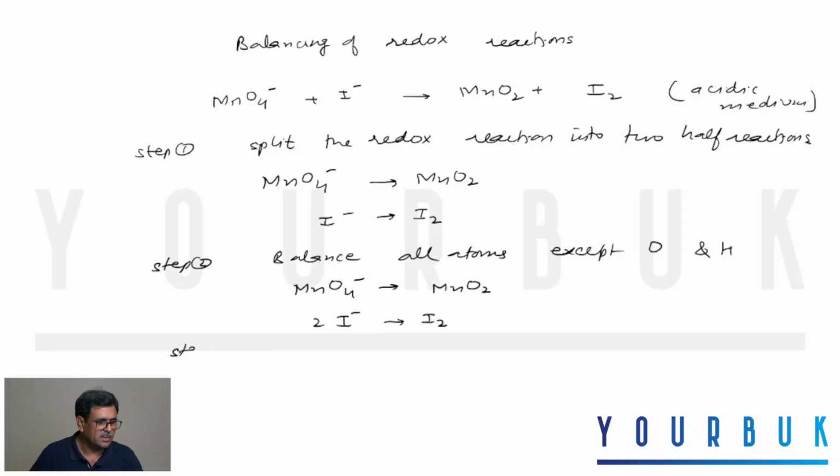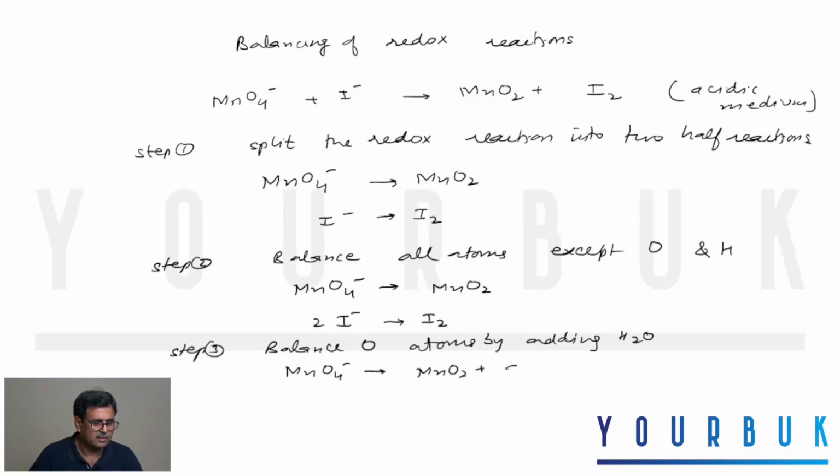Then step number 3 is balance oxygen atoms by adding water. So in the first equation, we write 2 water molecules on the right hand side to balance the oxygen atoms. In the second equation, there is no oxygen, so there is no need to write any water on any side of the reaction.